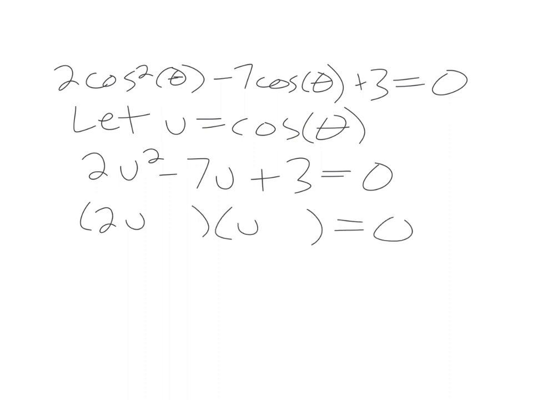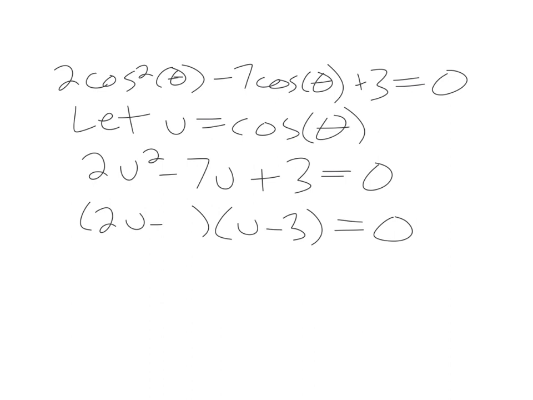I write this, and then I stare at it until I figure out what the numbers have to be, right? So it has to be 2u and u. It's a plus 3 on the end, but it has to be a minus 7. 3 is prime, so the only factors of 3 are 3 and 1. So all you have to figure out is where the 3 goes and where the 1 goes. And if I pop the 3 here, they both have to be minus, right? So it's kind of just a process of elimination.